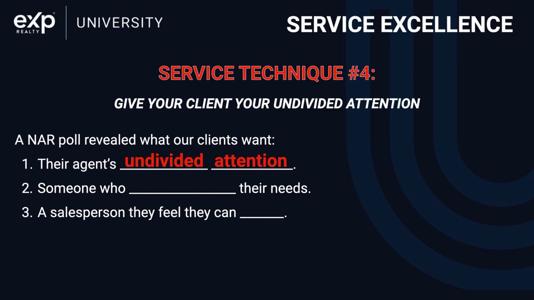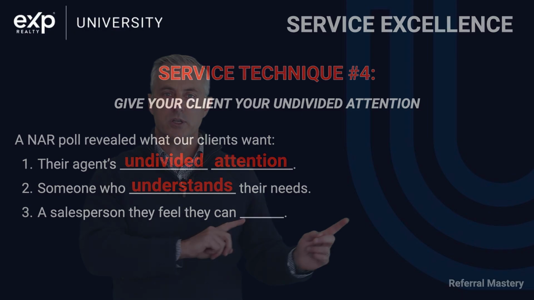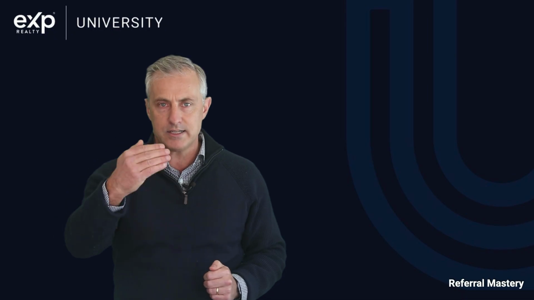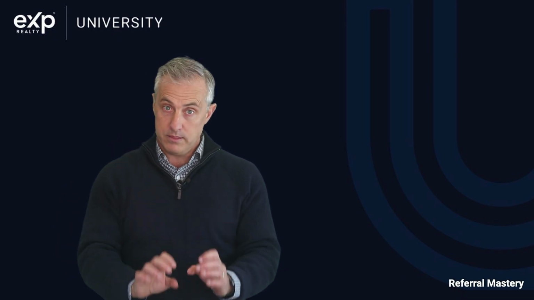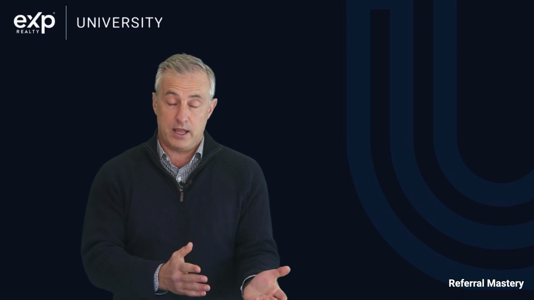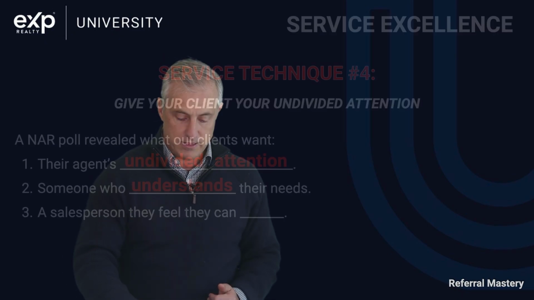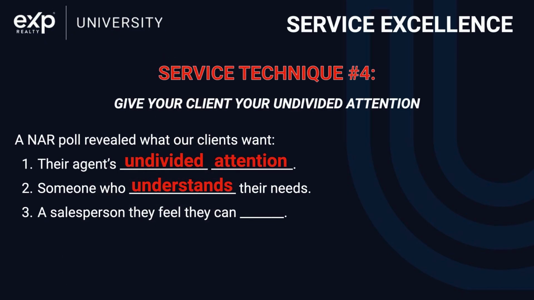Number two is someone who understands their needs. That comes back to our previous point about asking questions and listening and probing. Why is that important to you? That's what clients are saying they want from their agent. And then number three is a salesperson they feel they can trust.